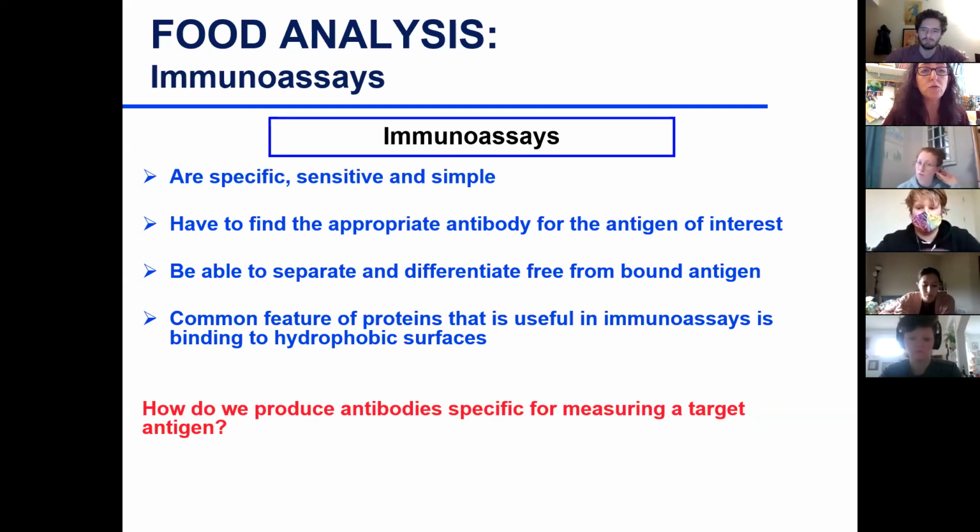Now, how do we produce antibodies specific for measuring a target antigen? As I just mentioned, you inject an animal with a specific antigen of interest, and then the body generates these antibodies, and they are present in the serum. So we take a blood draw, we separate the serum, and the antibodies will be in that serum.